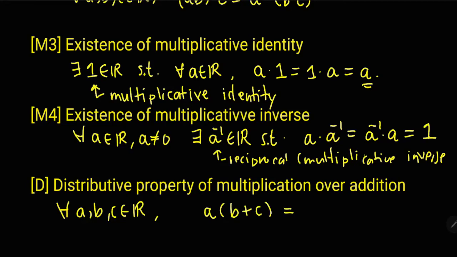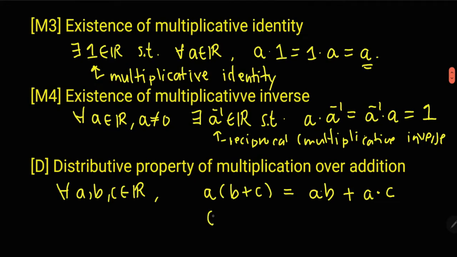So DPMA states that this value is equal to A times B. So we are now distributing A over B plus distributing A over C. So we are distributing A to B and to C. So we have A times B plus A times C. If we have a sum times another number, we can also distribute A the same way. So we have B times A plus C times A. These 9 properties are what we call the field axioms of the set of real numbers.